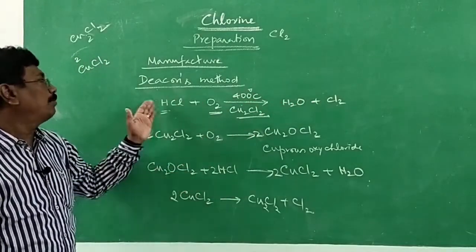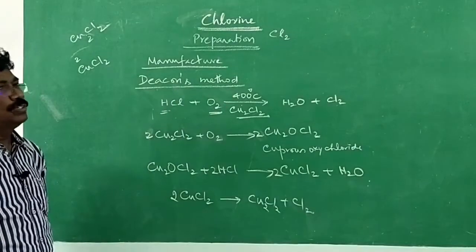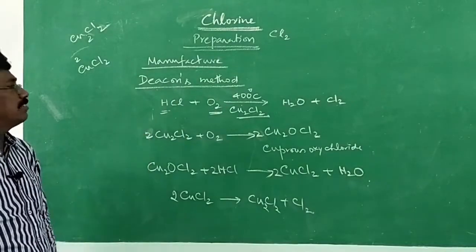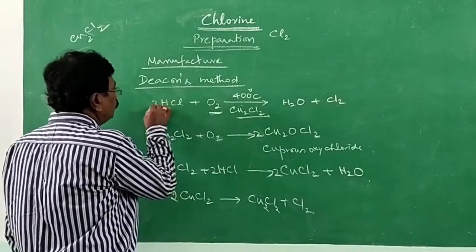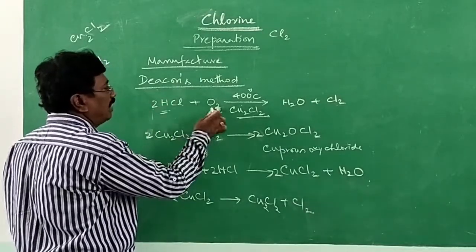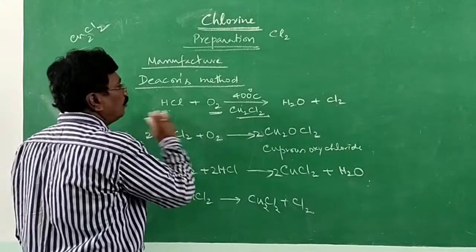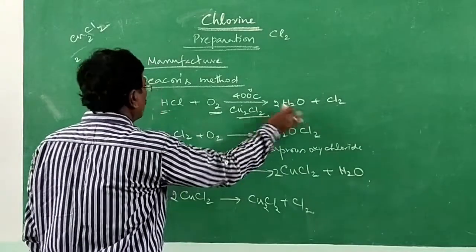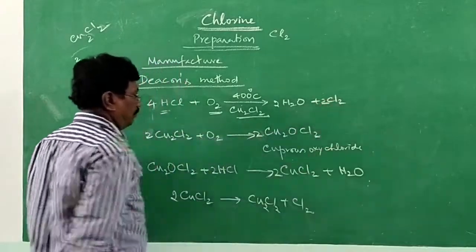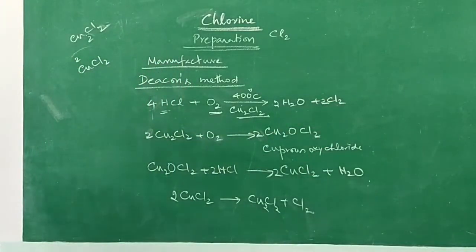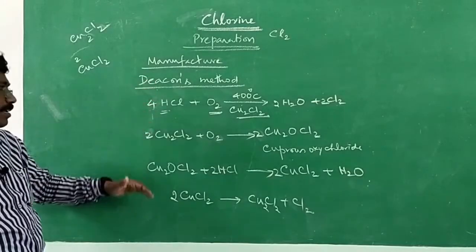This is how the reaction goes. If we sum up, you will get this equation. How to sum up and balance this equation? Let us try. We have 2 oxygen. Therefore, if we get 2 H2O, that is 4 hydrogen. Four chlorine, therefore 2 Cl2. That's all. Hydrochloric acid combines with oxygen to become water and chlorine. This is Deacon's method of preparation.